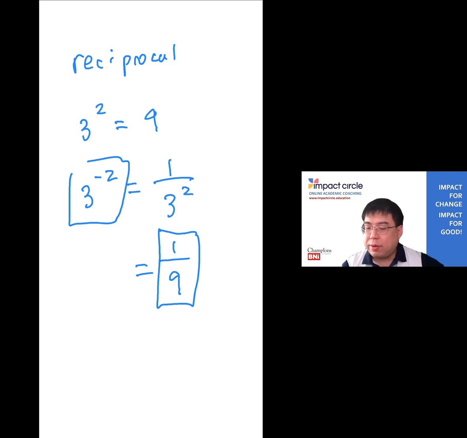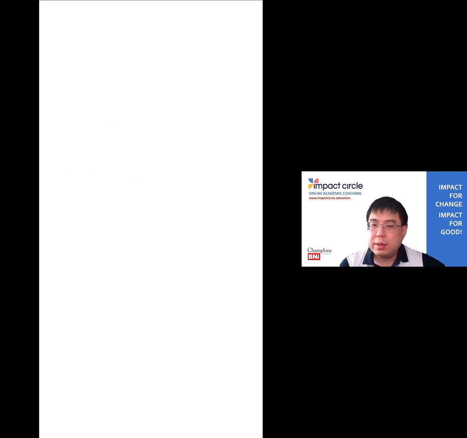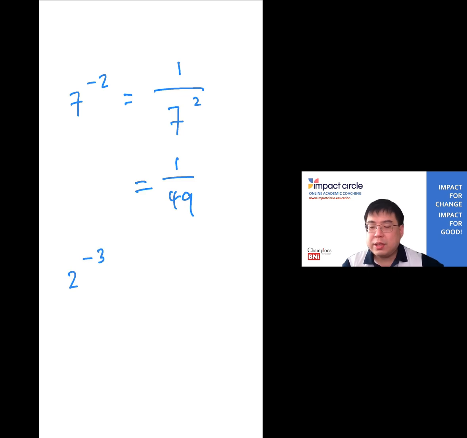Okay, so let's just give a few more examples, just to be sure. So 7 to the power of negative 2 will be equal to 1 over 7 to the power of 2, which will be 1 over 49. Okay, 2 to the power of negative 3 is actually 1 over 2 to the power of 3, which is 1 over 8. Okay, so a negative power gives you a fraction, right?